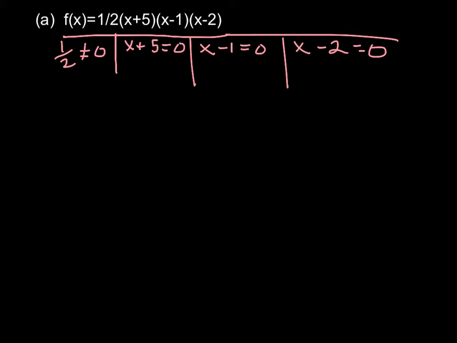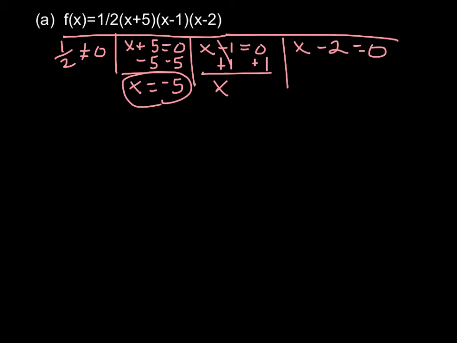So to find the actual zeros, all we do is, let's just undo that. We're going to subtract 5, subtract 5. So our first 0 here is going to be x equals -5. Then in this one, we're going to add 1 to both sides. Those will cancel out. And x equals 1 is our next 0. And lastly, we're going to add 2 to both sides. Not thinking here. There we go. And we're going to get our last 0, which is x equals 2.